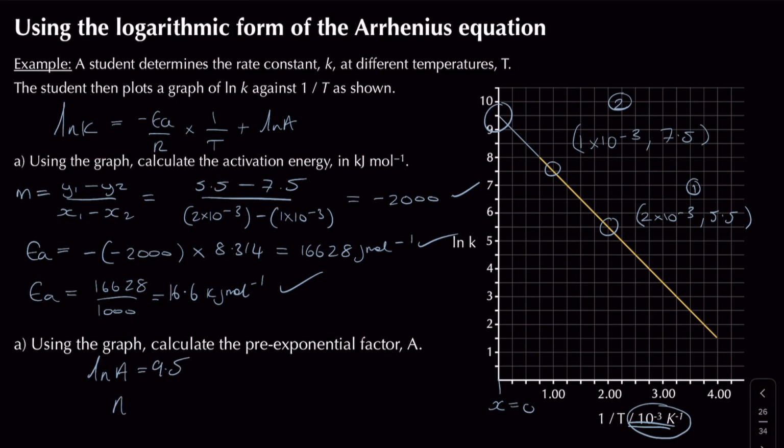And so, to find A, I'm going to do the exponent of 9.5, and that's going to be equal to 13360 itself. Now in this case, I don't actually know what the units are, so I'm not going to put any units down, but it would be the same as the rate constant. And yeah, you'd get 1 mark here and 1 mark over there as well.